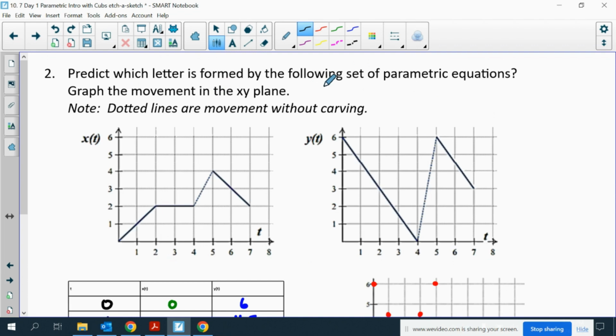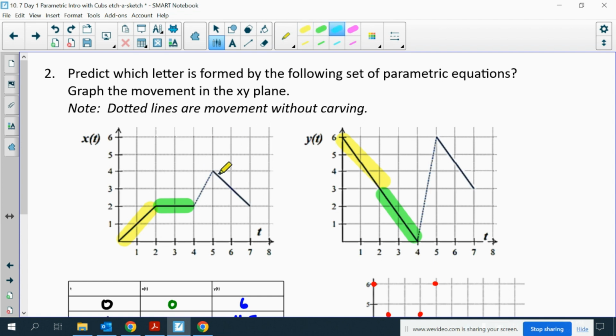Now we're going to predict this letter. So what we see is that using parametrics, for the first 2 seconds, the letter is moving to the right and down. And then for the next 2 seconds, the letter is moving only down. Then we have this dotted line, which is not moving anywhere. Or I'm sorry, it's moving, but it's not actually carving or engraving, so the machine just moves.